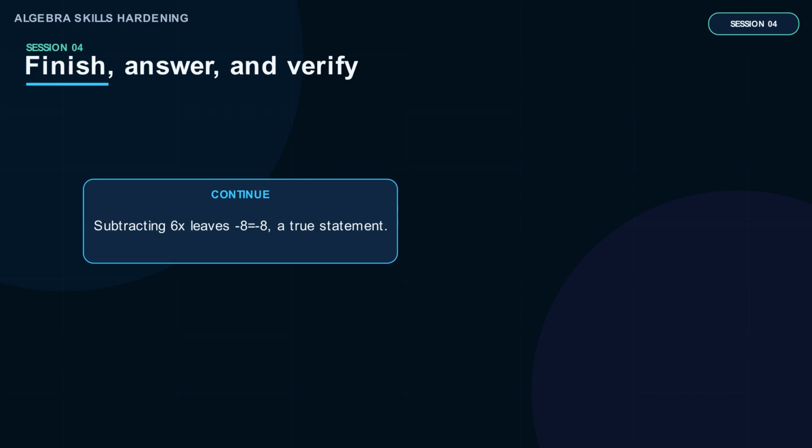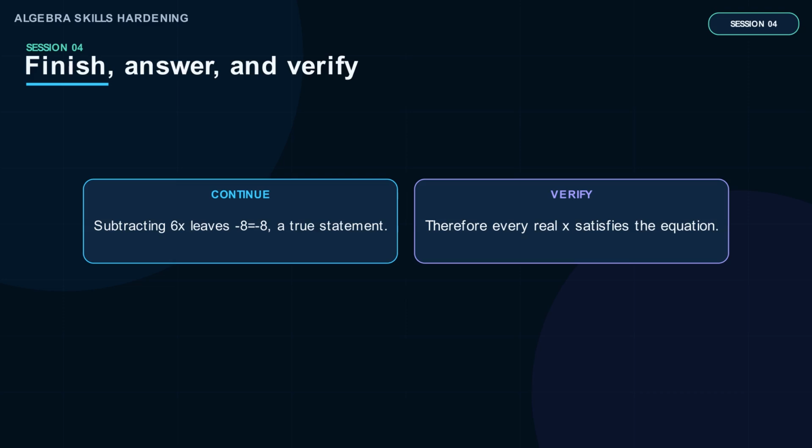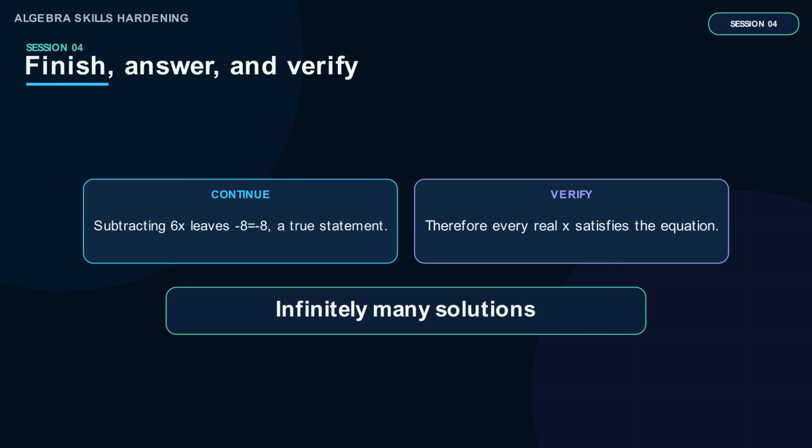Continue with the third step. Subtracting 6x leaves -8 = -8, a true statement. State what the transformed line tells you. Complete the argument. Therefore, every real x satisfies the equation. This is part of the solution, not decoration. The final answer is infinitely many solutions. Compare it with the requested variable, expression, unit, interval, or classification. Verify from another direction: substitute, compare representations, inspect units, or test a boundary. Prove that the result satisfies the original conditions.